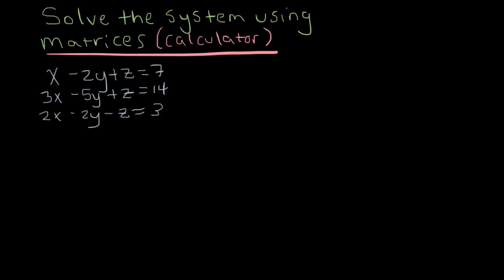So we're going to do that same problem that we did in the last video, but we're going to use our calculator, and it's going to take about a fraction of the time. So here's our system, and I want another way to write it. We wrote it in matrix form, in the augmented matrix form, but another way you can write this is like this.